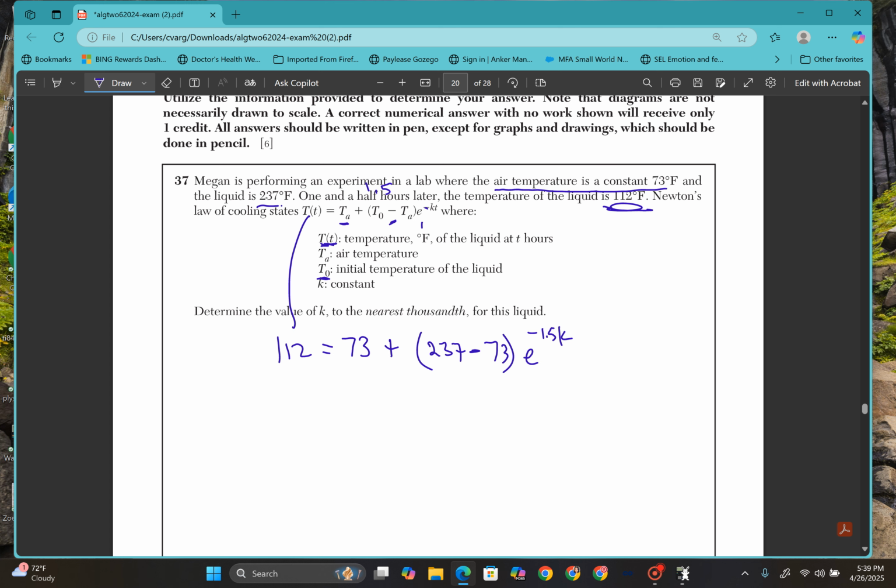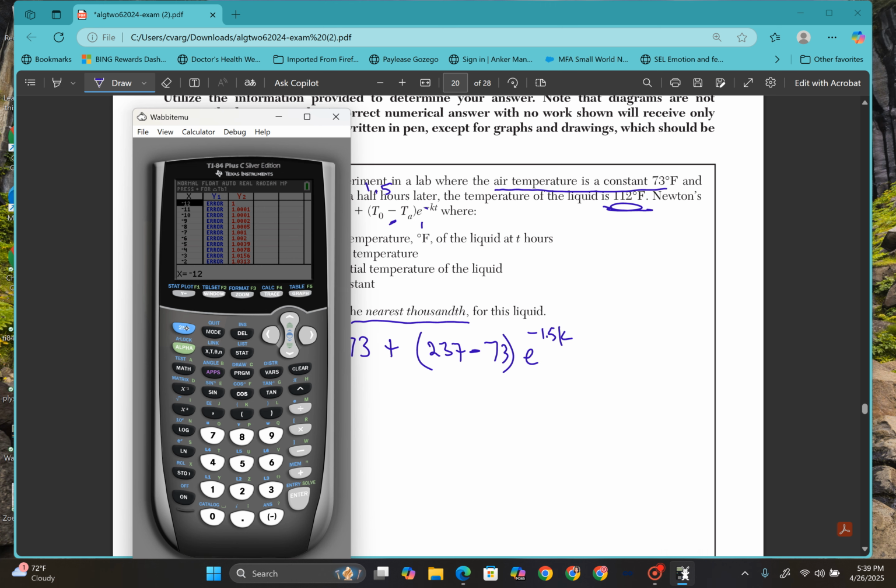So now we have to solve this, okay? Determine the value of K to the nearest thousandths. So I have to solve this equation. I could do it algebraically, or I could do this on my calculator. So let me show you how to do this on my calculator. Second plus 712. Let me get rid of that. And this is not saying algebraically, right? Nowhere in the question does it say to do it algebraically. So I can go to here.